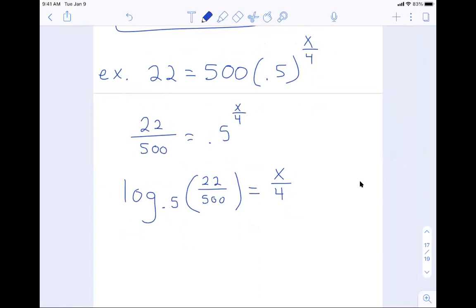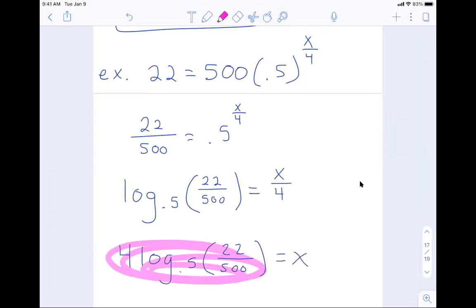So to solve for x, I'd multiply both sides by 4 now. So I'm going to do 4 times log base 0.5 of 22 over 500 is equal to x. And this, we're just going to plug right into our calculator.